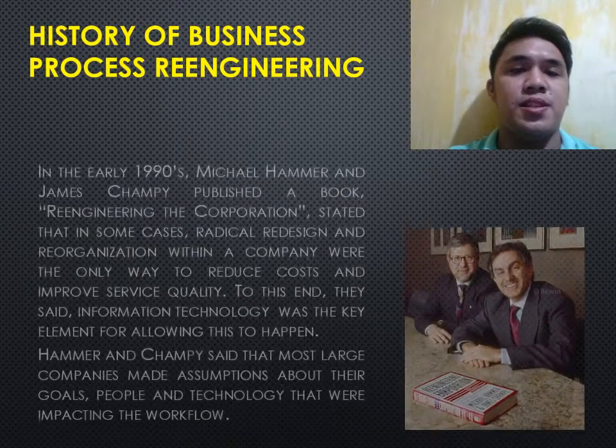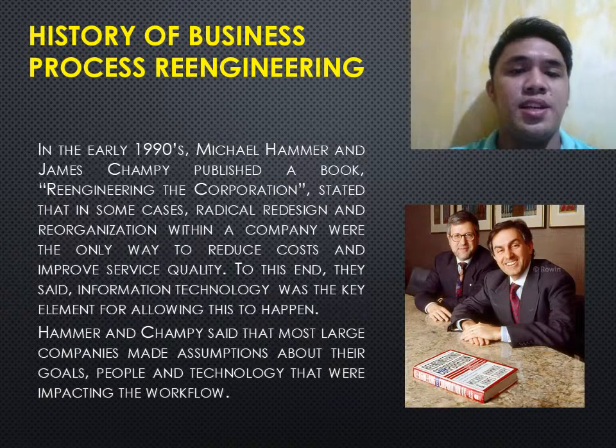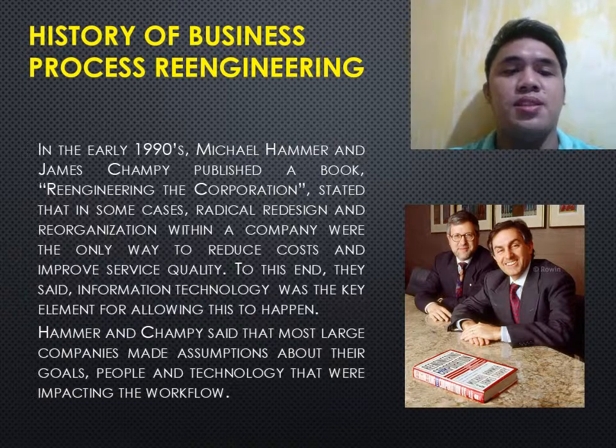History of business process reengineering. In the early 1990s, Michael Hammer and James Champy published a book, Reengineering the Corporation, stating that in some cases, radical redesign and reorganization within a company were the only way to reduce cost and improve service quality. To this end, they said information technology was the key element for allowing this to happen. Hammer and Champy said that most large companies made assumptions about their goals, people, and technology that were impacting the workflow.